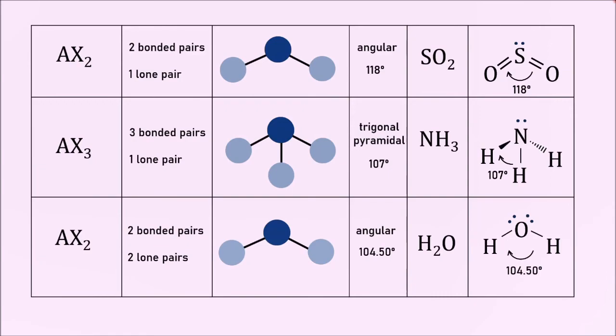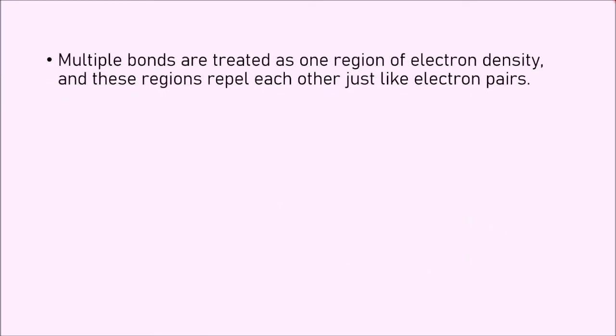So it just happens to be we have a little bit of a pattern here whereby the lone pairs reduce the bond angle by approximately 2.5 degrees. Now this is not always the case, but you can use this little rule to work out the bond angles for tetrahedral, trigonal pyramidal and angular geometries. That does work. So as a bit of a summary then, remember that multiple bonds are treated as one region of electron density. These regions also repel each other, just like electron pairs.